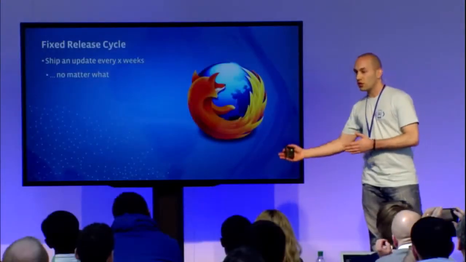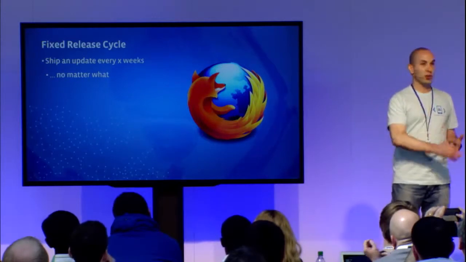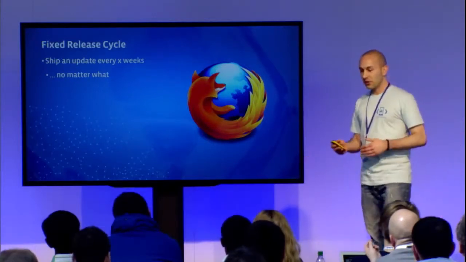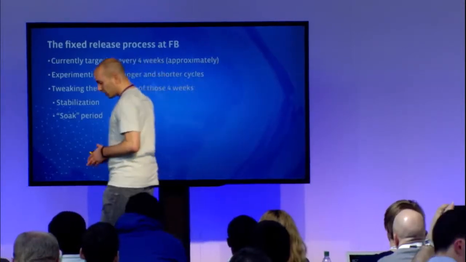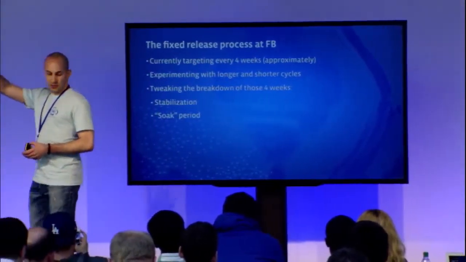So we took a note from Mozilla. And it should come as no surprise, actually, several ex-Mozilla employees and executives actually work at Facebook. And so they brought to us something that worked really well for them, and that's something called the fixed release cycle. And the fixed release cycle says, instead of shipping an app based on the features, you ship an app every X weeks, no matter what. And at Facebook, we've experimented with some different times, and we've landed at 4 weeks.